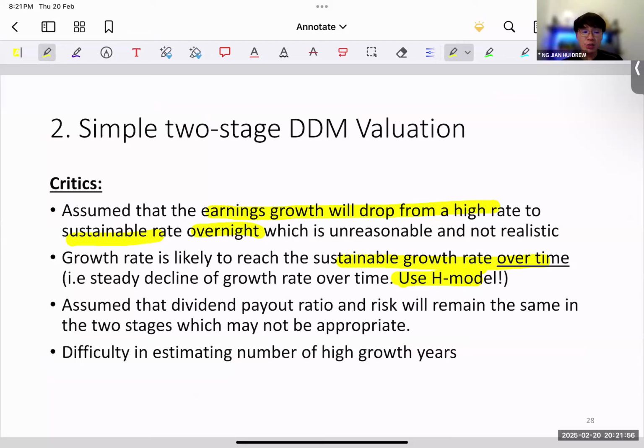So, of course, in your two-stage model, there is an underlying assumption that the dividend payout ratio and the risk remain the same within the two stages. Again, that might not be very true. At the same time, sometimes it's difficult to estimate the number of years of high growth.